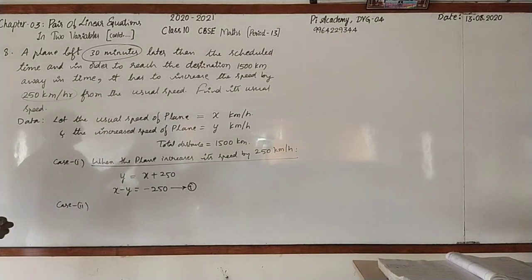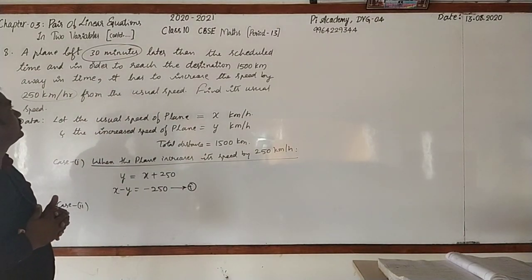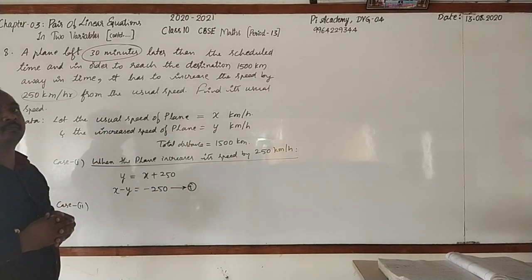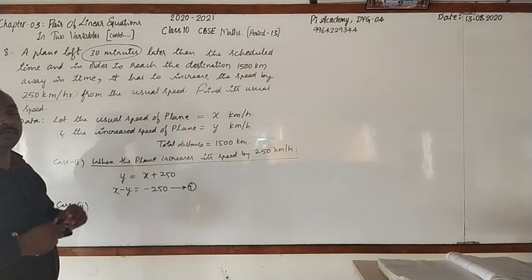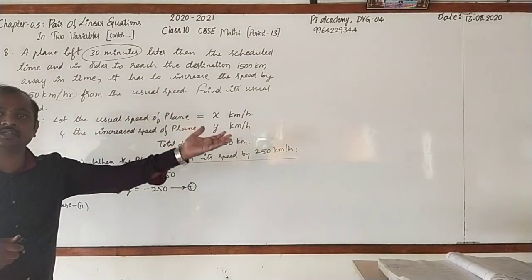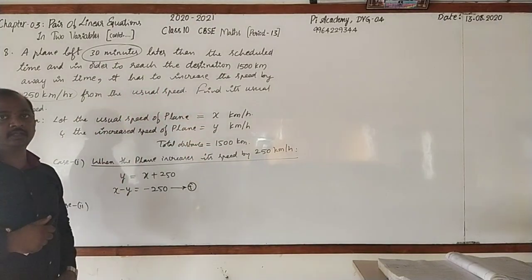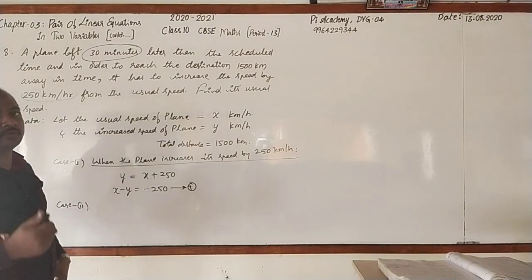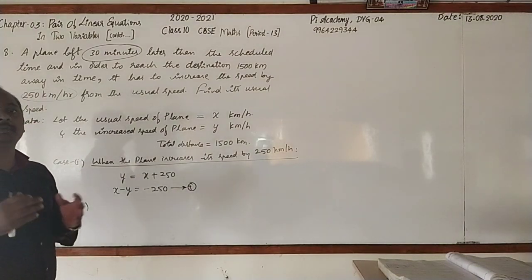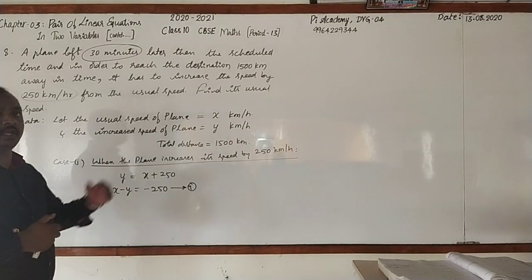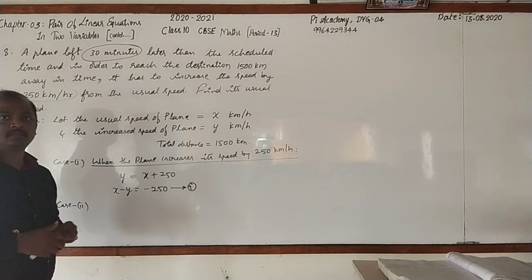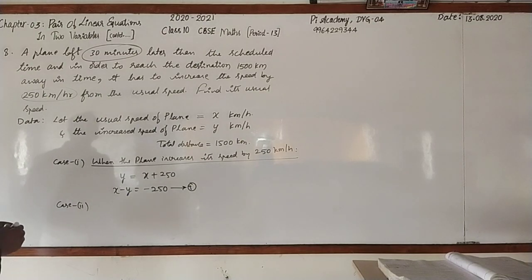Now it has to balance 30 minutes. How? As it has left 30 minutes later, it has to reach the destination 30 minutes early. Hence, we should write the time taken by the plane at the usual speed and also at the increased speed. That difference is 30 minutes. Let us go for finding that.